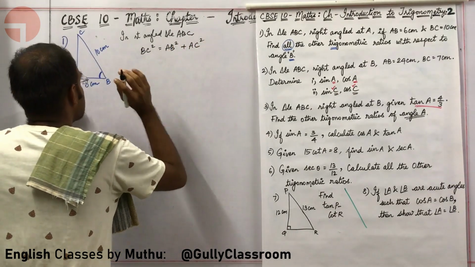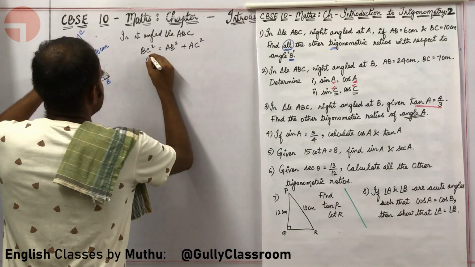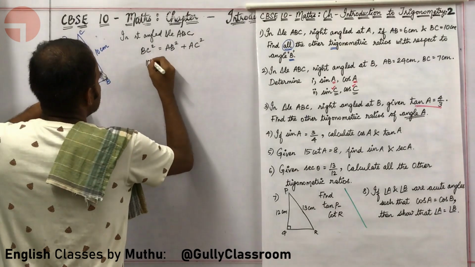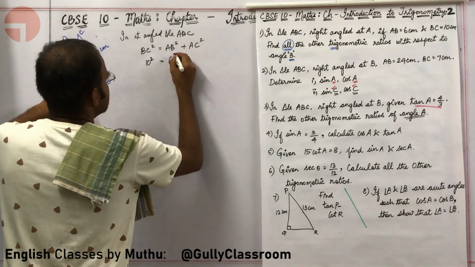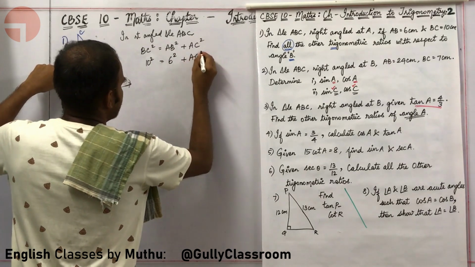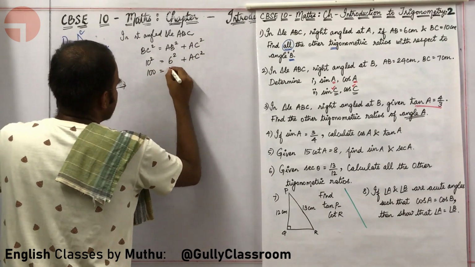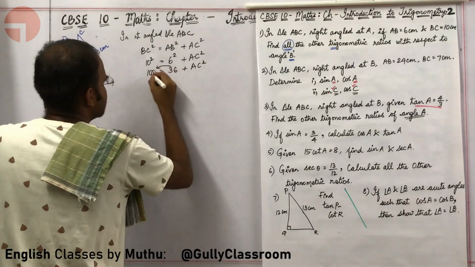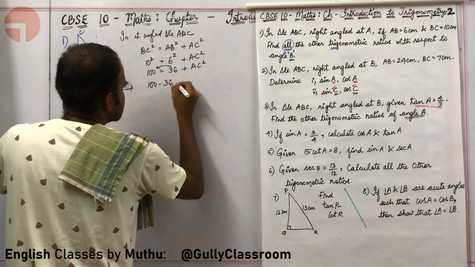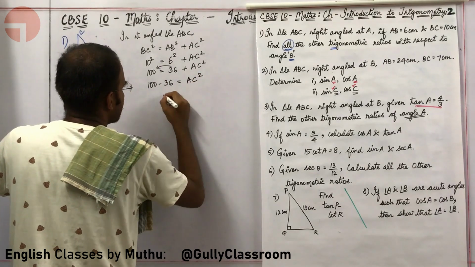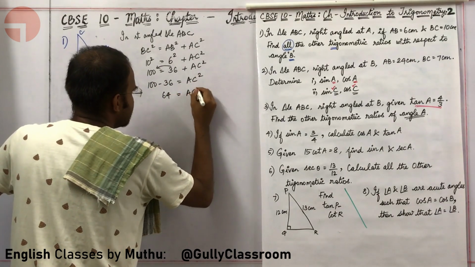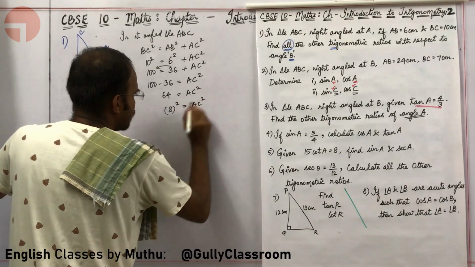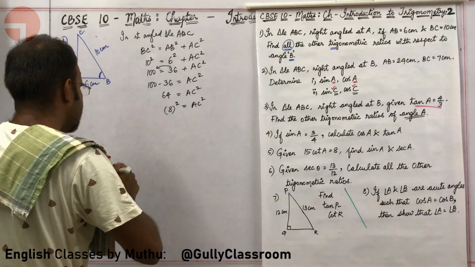Okay, sir. Now let us substitute all the values that we know. BC is going to be 10. AB is going to be 6. And AC, we need to find AC. This is going to become 100, and this is going to become 36 plus AC square. I need to bring 36 over here. 100 minus 36 is going to be AC square. We are going to get 64 is AC square. 64 can be written as 8 square. So I am going to get AC square is equal to 8 square.